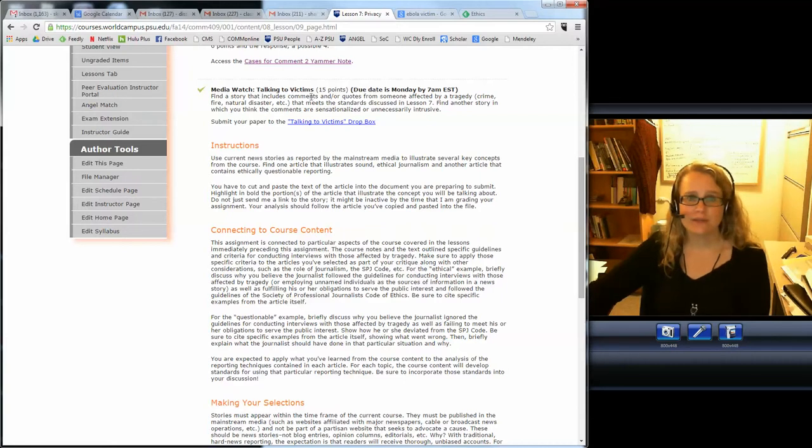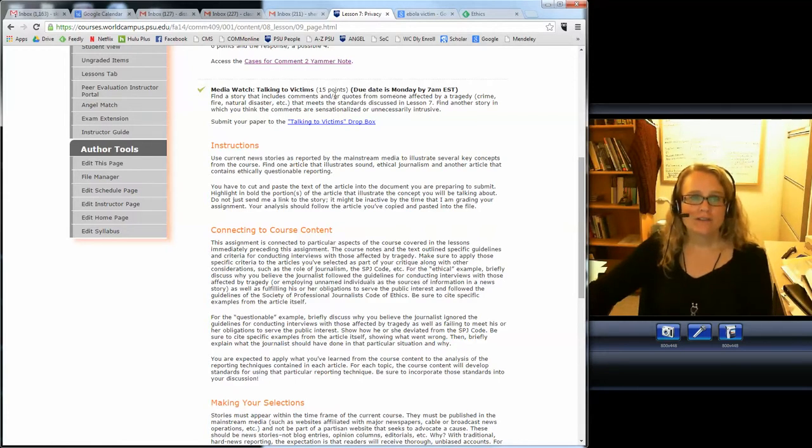The basic bottom line for this assignment is you're supposed to find one article where you think the reporter did a good job of following ethical guidelines related to talking to victims, and you need to find one article where you think the reporter did not do a good job of following ethical guidelines. And then you just follow the directions about how to post them and report them.